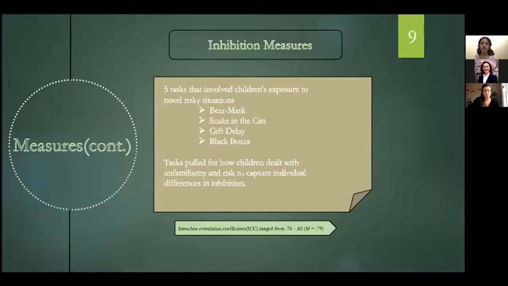inhibition. For example, in the bear mask task, an experimenter wore a bear mask and knelt in front of a child for about 30 seconds before taking the mask off. Then the experimenter proceeded to encourage the child to touch the mask or wear it him or herself. Within this interaction, behaviors such as tense body posture, freezing, anxiety, or attentional vigilance in response to the experimenter indicated higher levels of inhibition. Again, because of time, I can't explain all of them, but if you have questions, feel free to ask later.